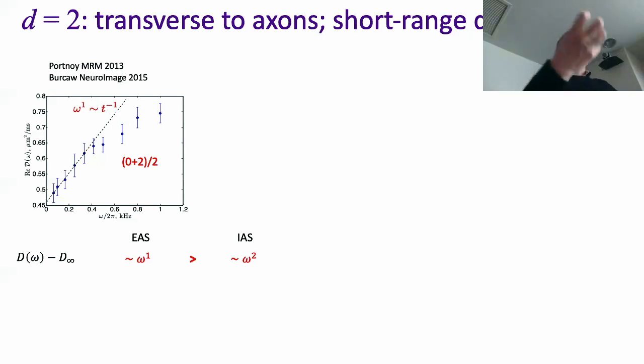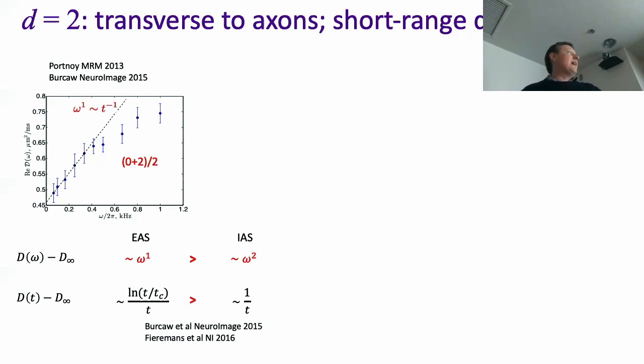There is a contribution from intra-axonal water. It's just completely overshadowed by this linear piece. And actually the same qualitatively happens if you do it in the time domain, probing axonal diameter as a function of time, where now it's a different story. It's a logarithmic singularity versus 1 over time, but it's still numerically true that the extra-axonal water contribution completely overshadows the intra-axonal.